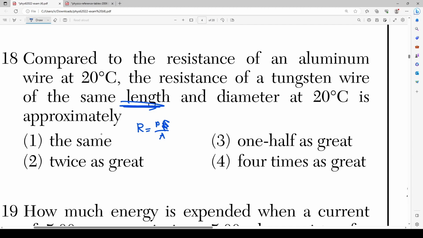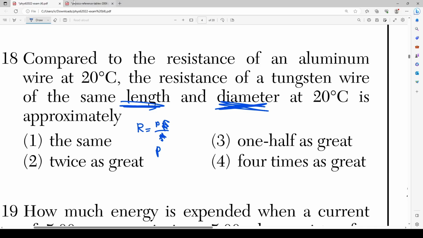It's the resistance of aluminum and tungsten. Yes, it has the same length and it has the same diameter, right? So if it has the same diameter, the cross-sectional area is going to be the same. So we're pretty much left with just P, or just our resistivity, and that's going to be the only thing that's changing my resistance.